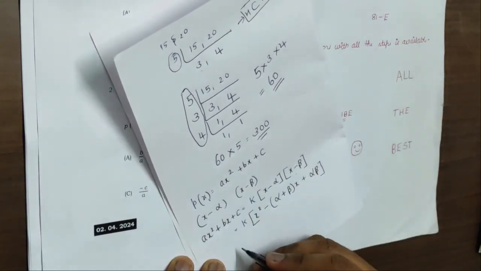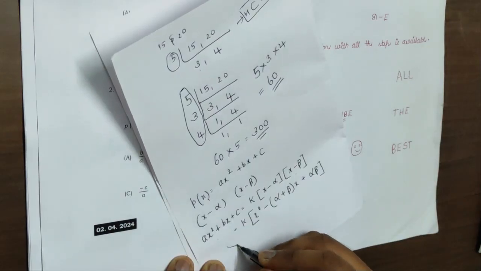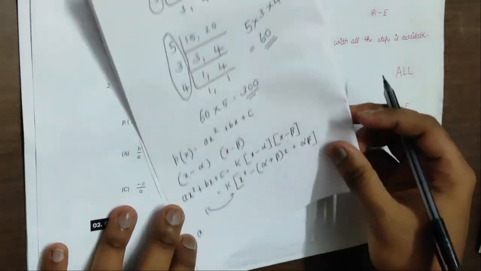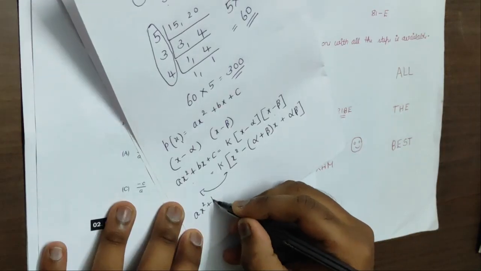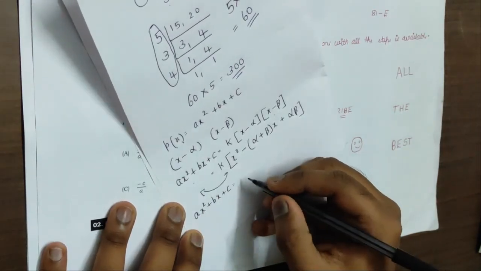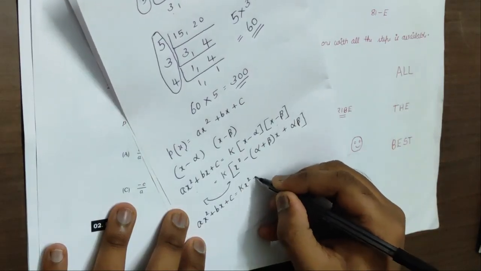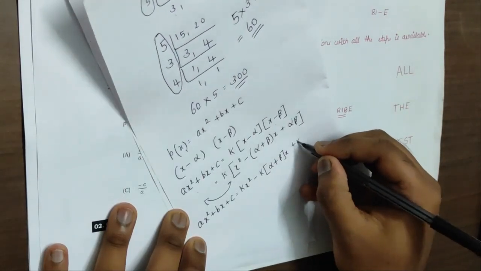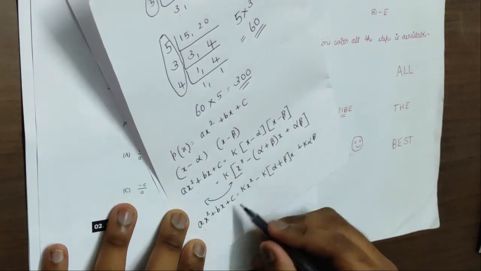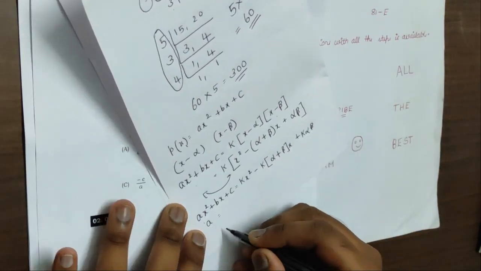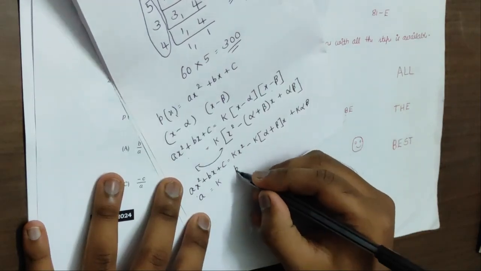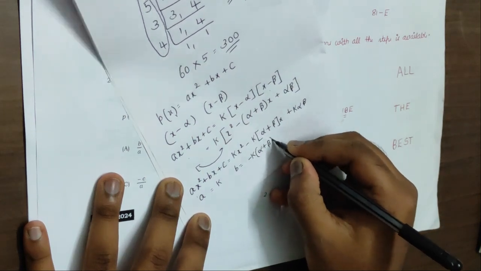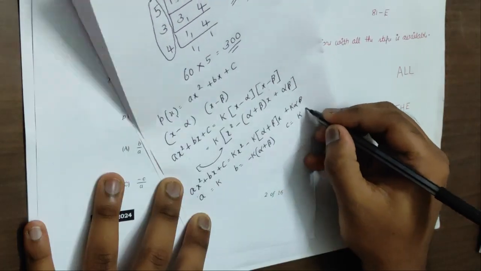Now if we compare both these equations, by multiplying k inside, the final result we obtain is ax square plus bx plus c equal to kx square minus k into alpha plus beta x plus k alpha beta. If we compare both sides, we obtain a equal to k, b is equal to minus of k into alpha plus beta, c is equal to k into alpha beta.